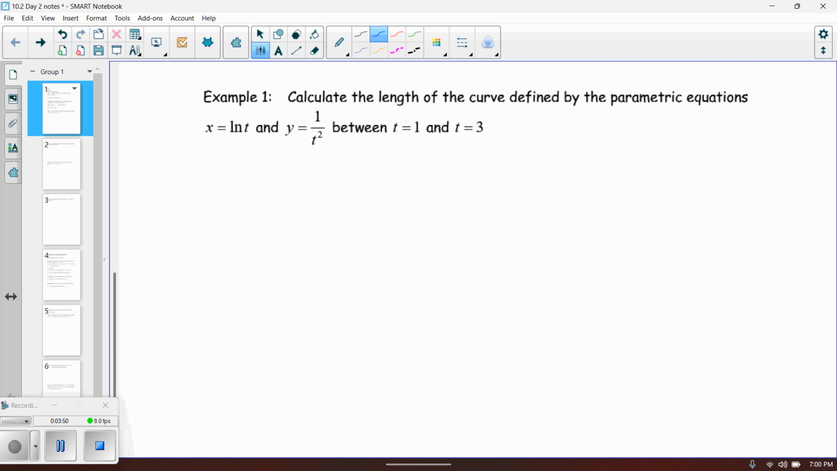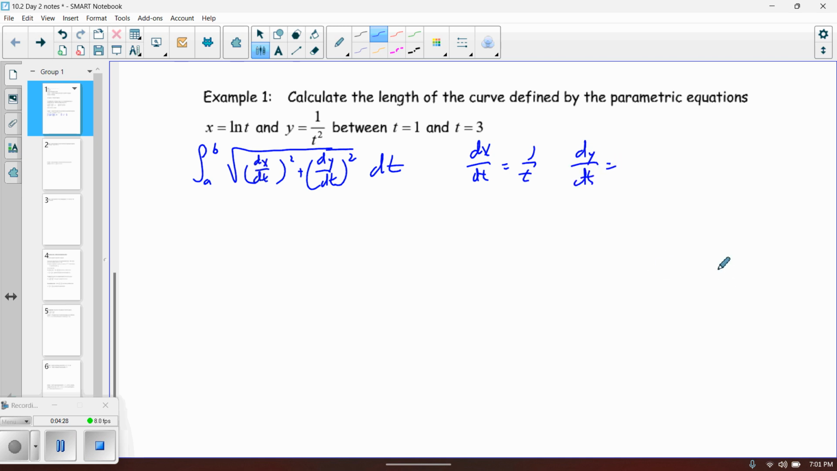Again, the formula was the integral from a to b of the square root of (dx/dt) squared plus (dy/dt) squared, dt. So what that tells me is that we need dx/dt and we need dy/dt. We're given a and b, that's 1 and 3. So let's find dx/dt. Well, the derivative of the natural log of t with respect to t is just 1 over t. And then dy/dt.